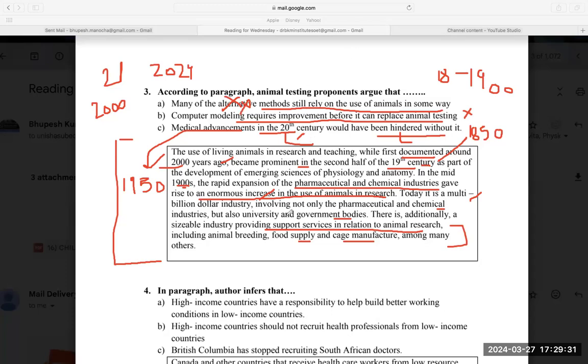This can also be, but they were not talking about any other alternative method. Let me read again. First documented, in the mid, rapid expansion. Today is a multi-billion industry, and there is additionally a sizable industry, and there is nothing.